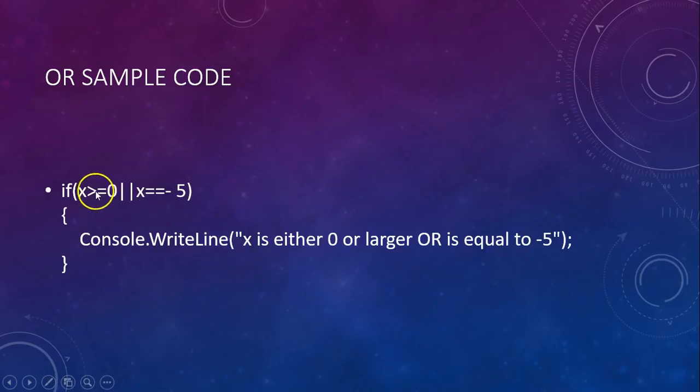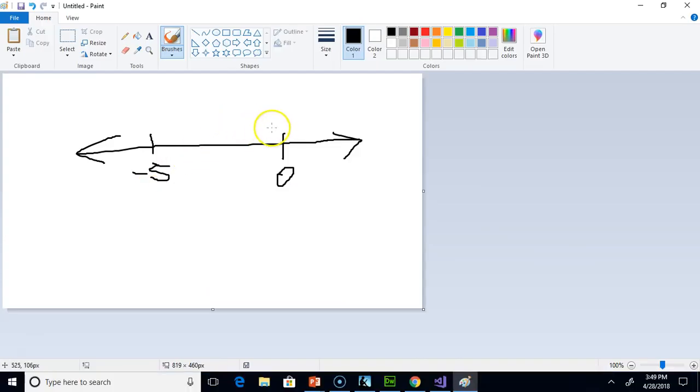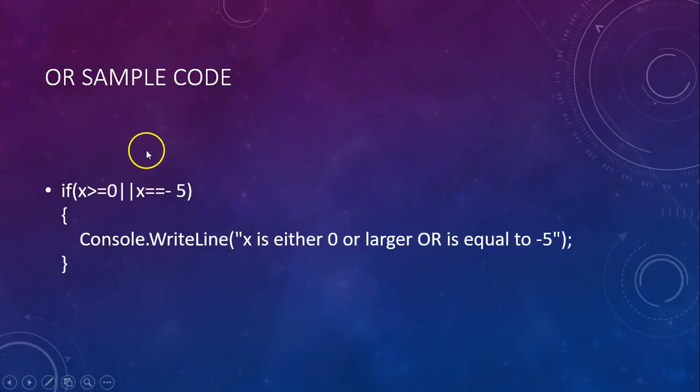So x has to be greater than or equal to 0. Greater than or equal to, remember that's going to be filled in now, or x is equal to -5. So all this set here plus this additional point right here. This is an OR statement, which means it includes everything.